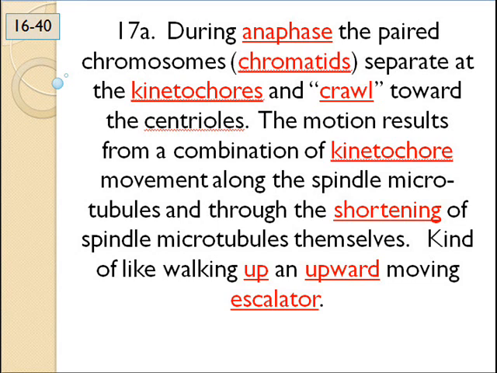And they move apart, and the tubules shorten, pulling. You know how an escalator would be moving up, and you're walking up too. That's how they do it. The fiber is pulling them, and they're walking too. You can step onto the escalator and stand there with it, or you can walk up too and double your speed. Well, they do the double speed. They won't get out of the way.